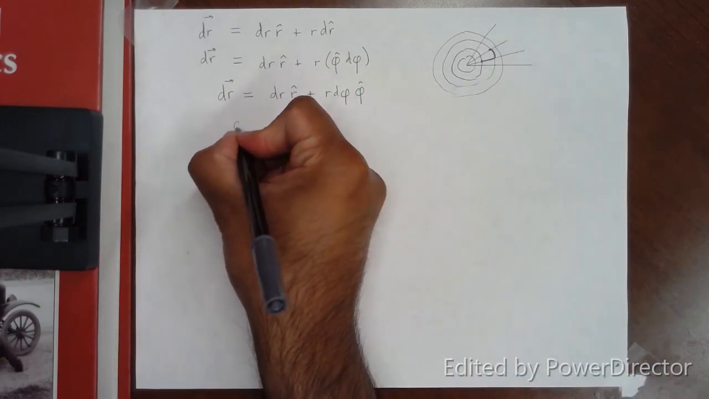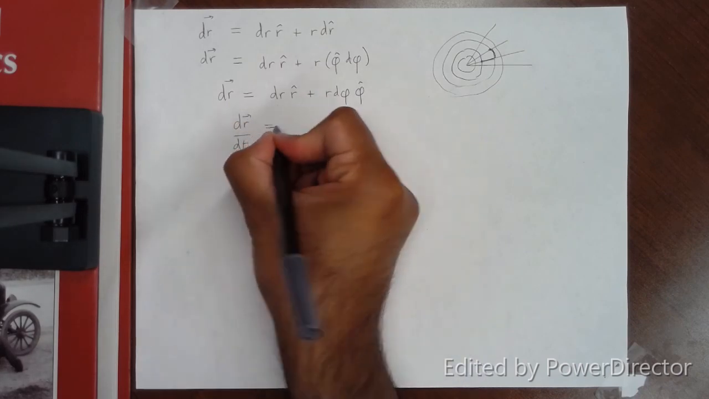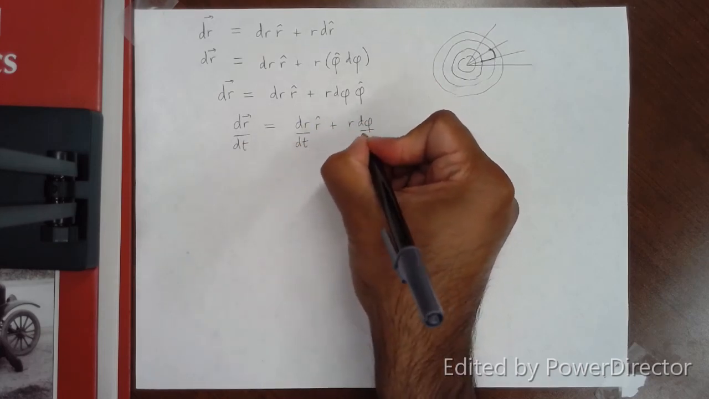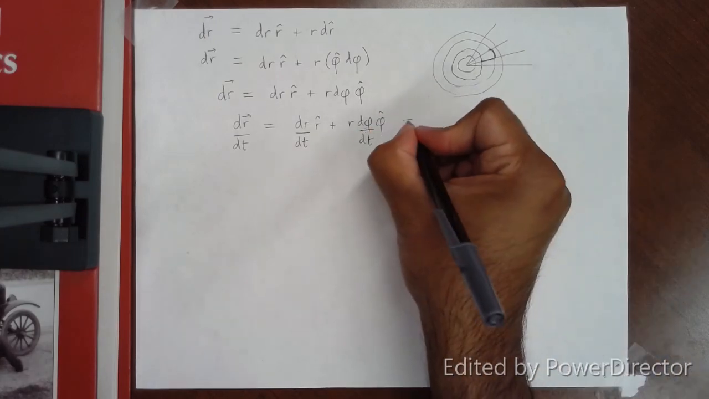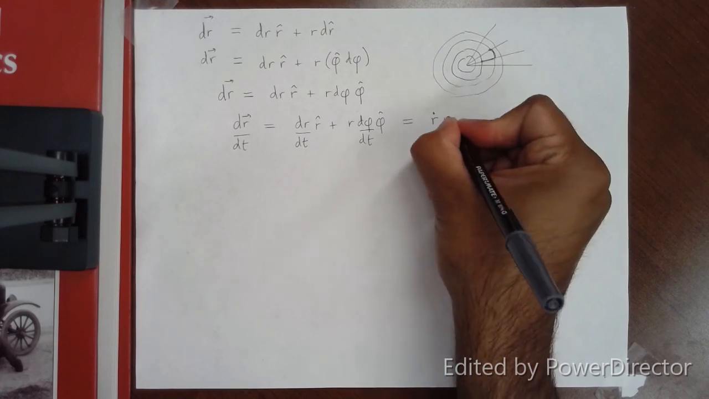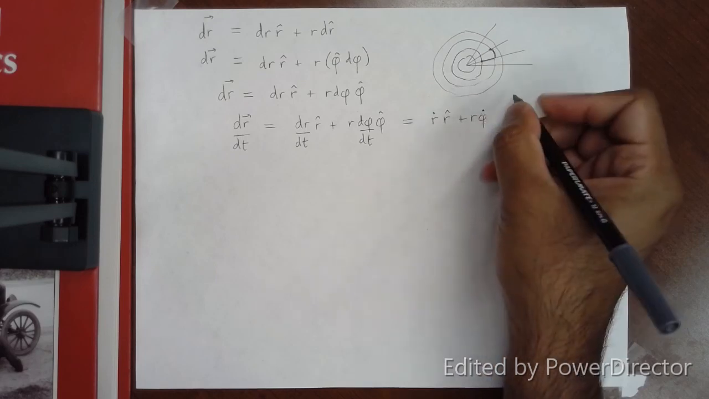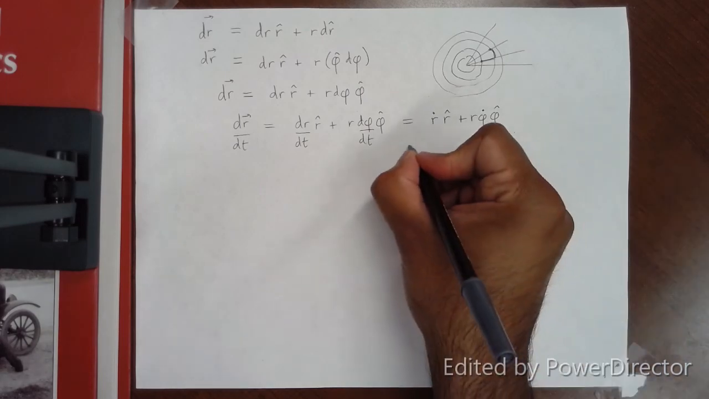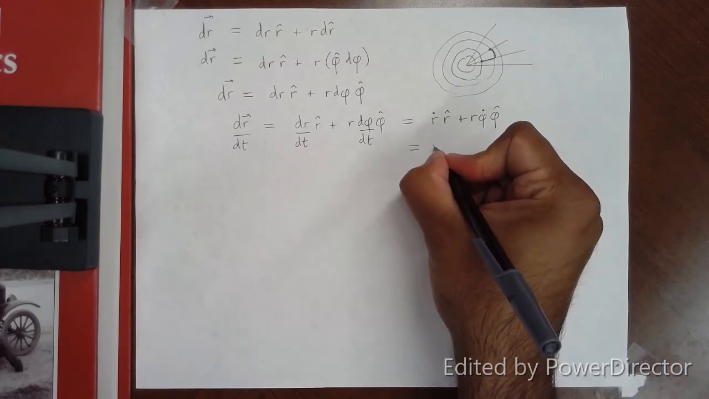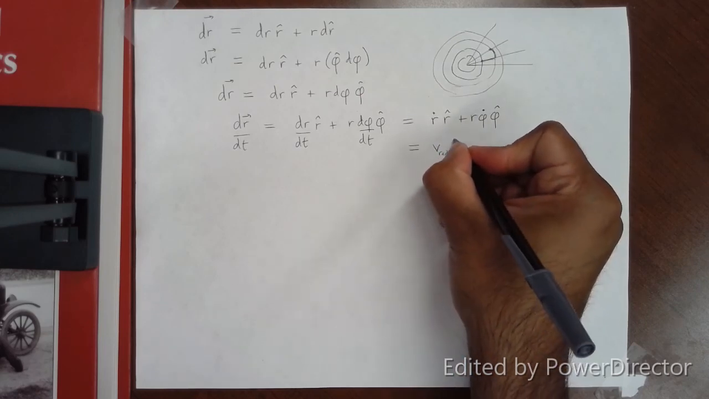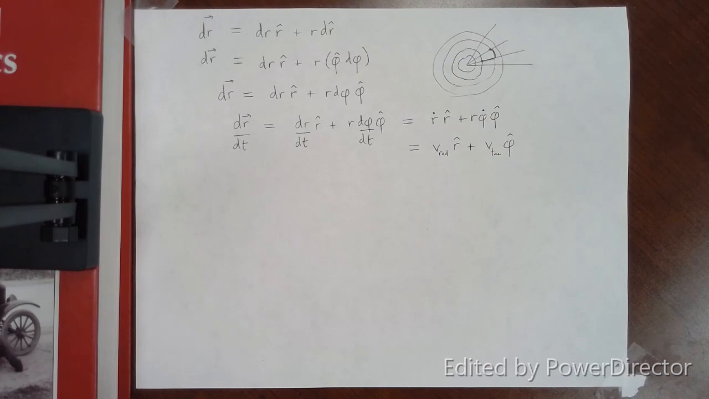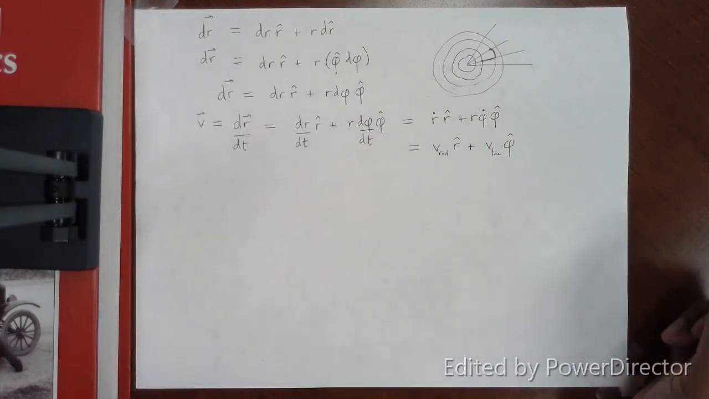Once we have this, we can now talk about the velocity. dr dt, or in the dot notation, this can also be written as v radial times r hat plus v tangential times phi hat. This is our velocity vector in 2D polar coordinates.